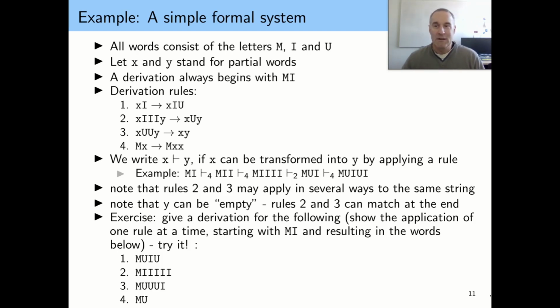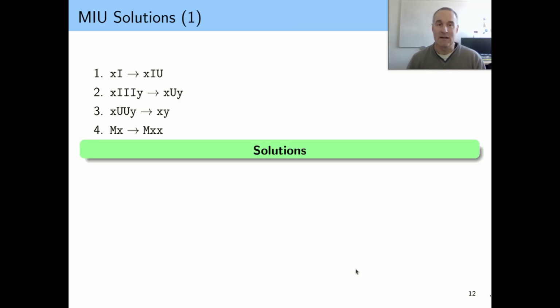Back now. Hopefully you had a chance to try some of these problems, hopefully all of these problems, and now we can talk about the solutions. So let's look at this first one, MUIU, and look at a derivation. We've got our 4 rules. What does the solution look like?